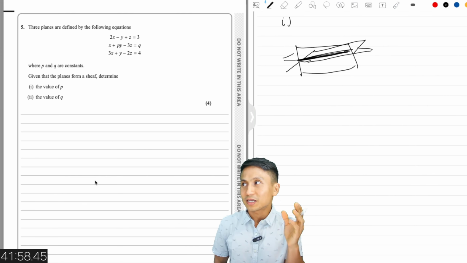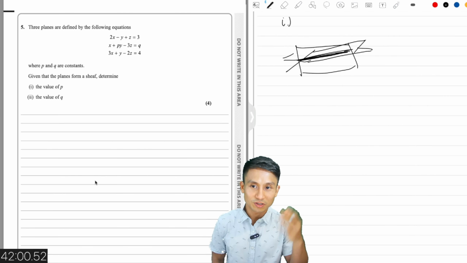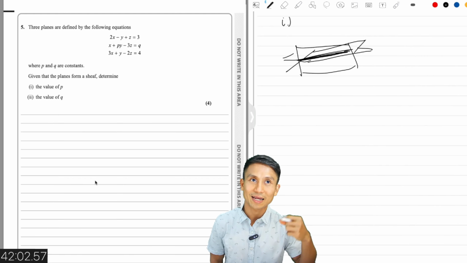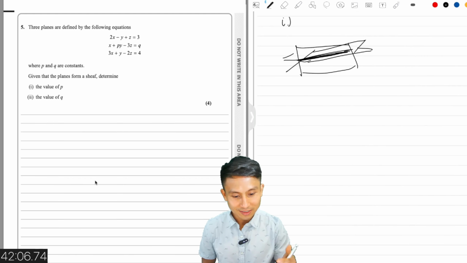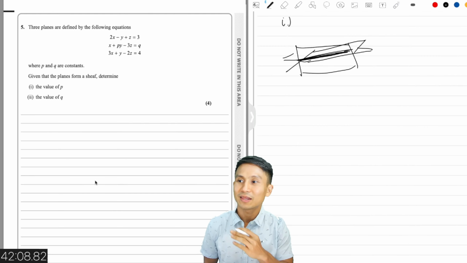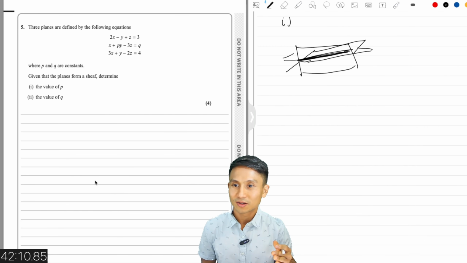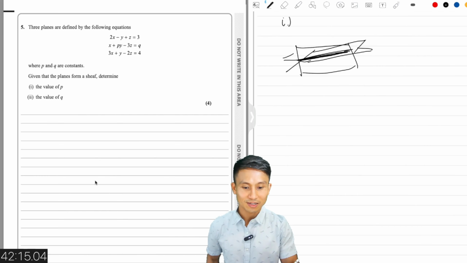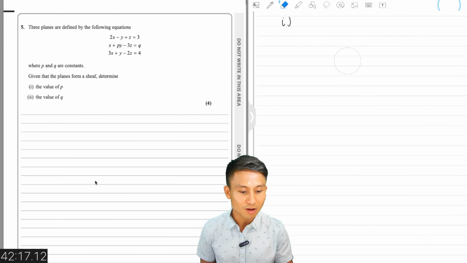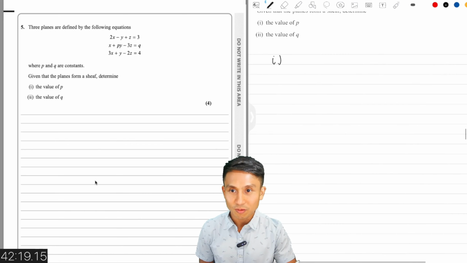There is another case where it's not giving you a sheaf, but there is a solution. It's consistent, so that's giving you a point. That is not a sheaf. Okay, this is a sheaf, so it's consistent, and there are infinite solutions. There are infinite solutions for the 3 planes. That means they form a linear combination. That's the key. So they form a linear combination.